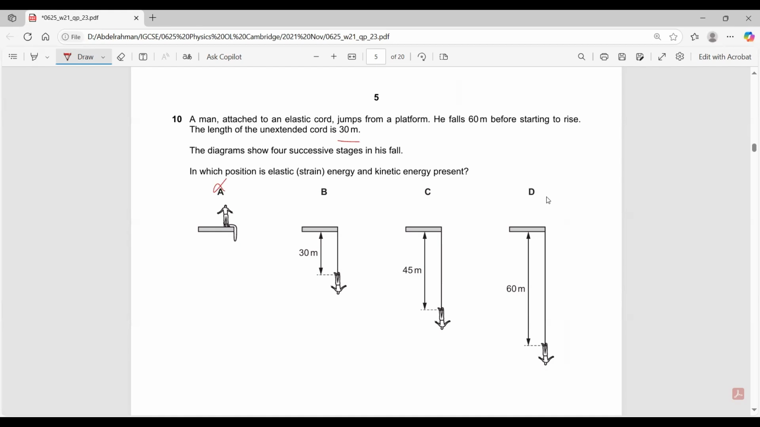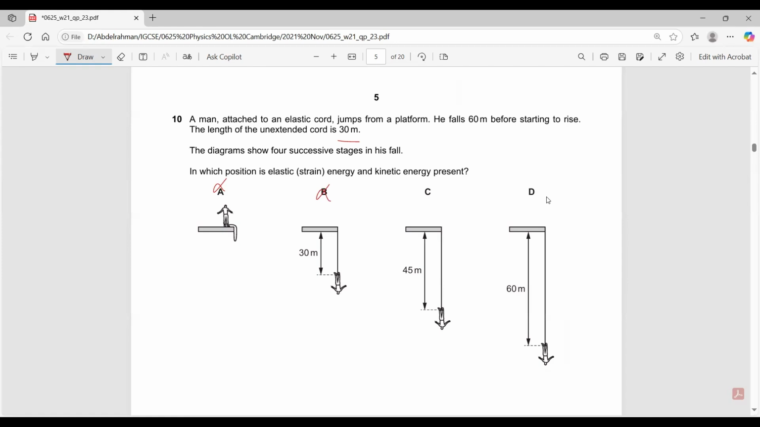At B, he was moving. There was kinetic energy. Okay, but was there any elastic potential energy? Was this cord being extended? No, it was not being extended. So B is wrong. What's the difference between C and D?